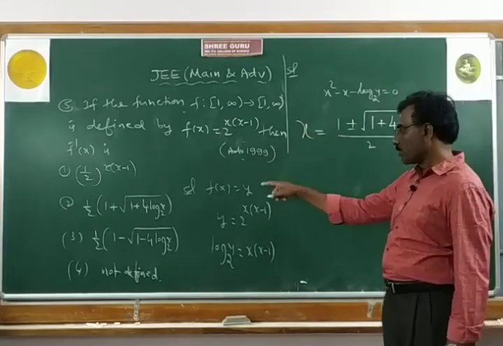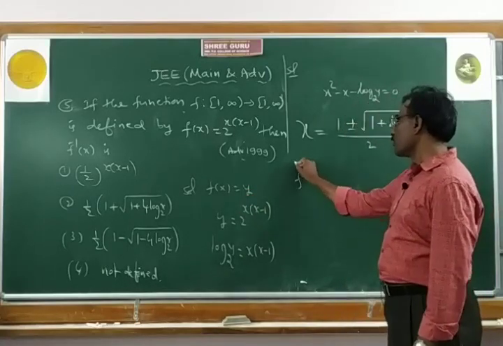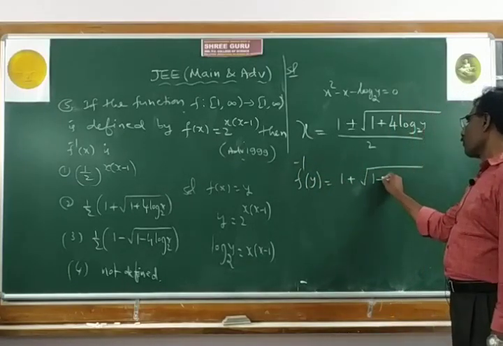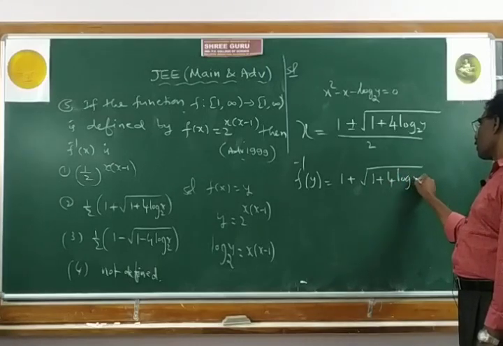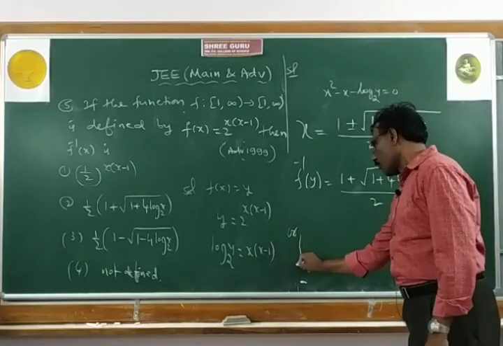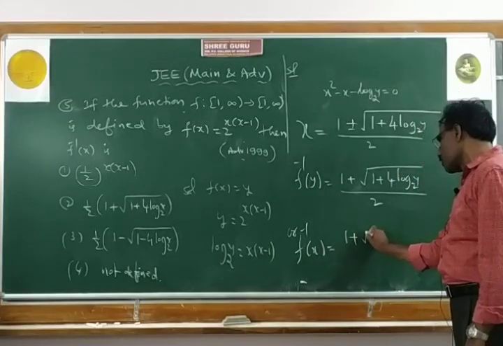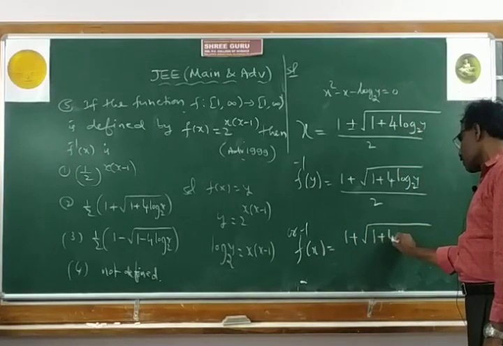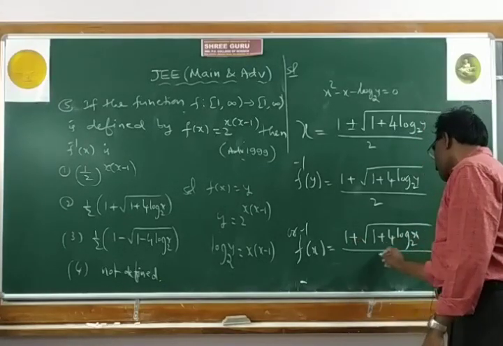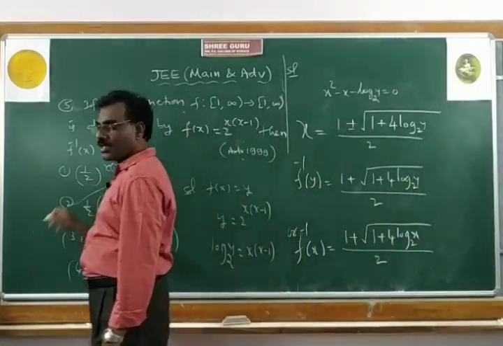What is x, you know? F of x is y. What is f inverse? I think this is f inverse of y equal to 1 plus root of 1 plus 4 log y to the base 2 divided by 2, or f inverse of x, interchanging y and x, 1 plus root of 1 plus 4 log x to the base 2 whole divided by 2. You check which option is correct. Option 2 is the correct.